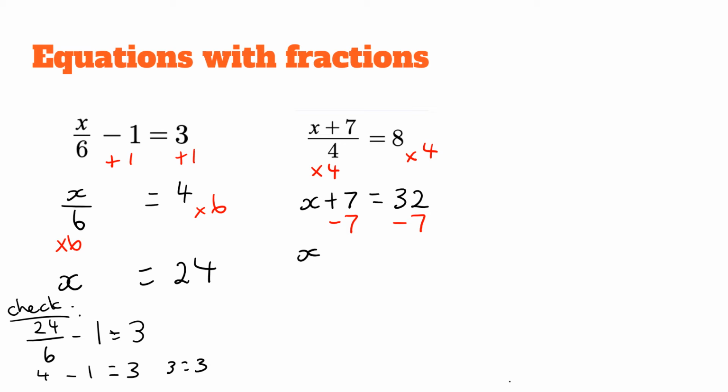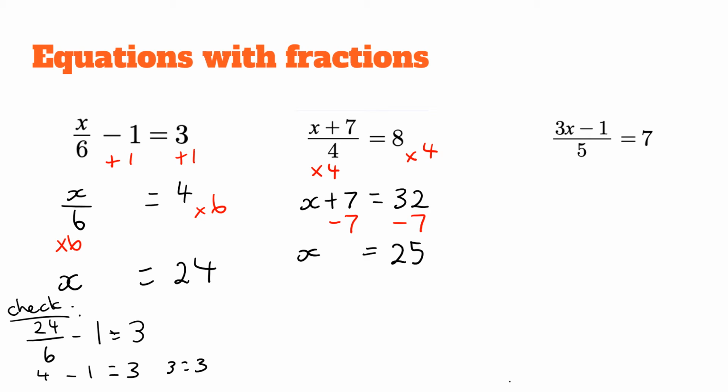So now we have x, because we haven't done anything to the x, plus 7 minus 7 is 0, equals 32 minus 7 is 25. You could do a check here if you wanted to, and you can quickly do a check on your calculator if you're not sure. So our next example, 3x minus 1 all over 5 equals 7.